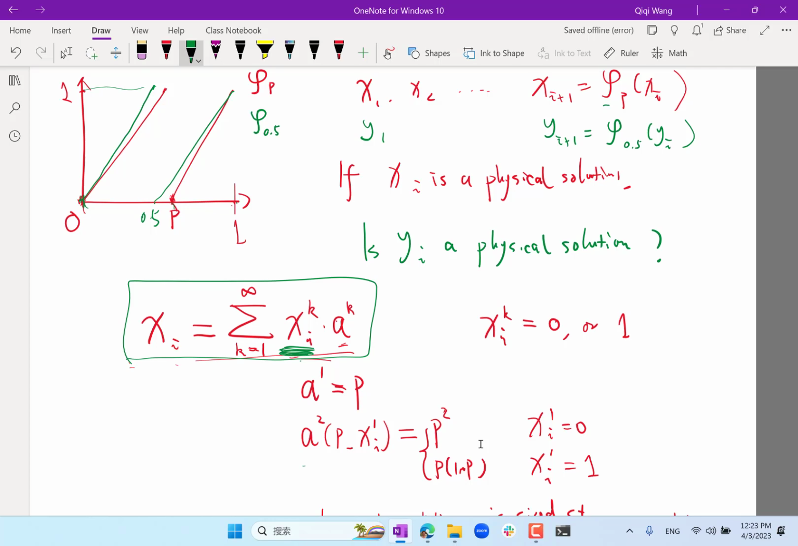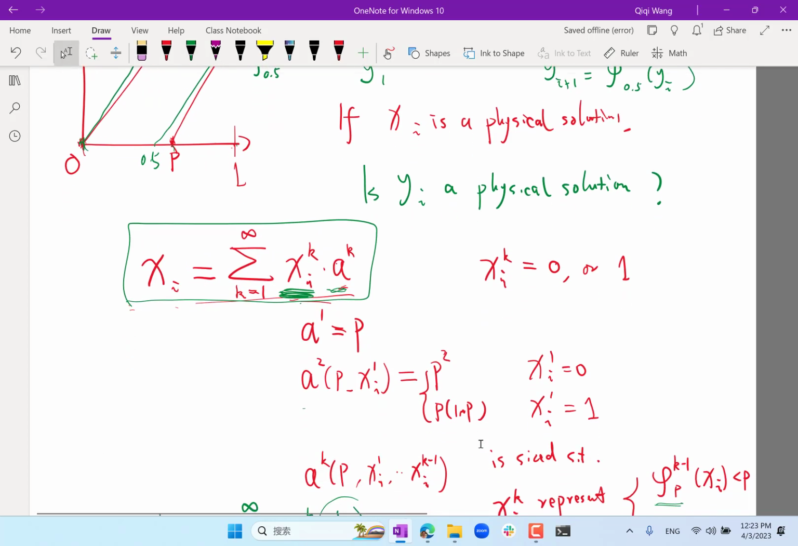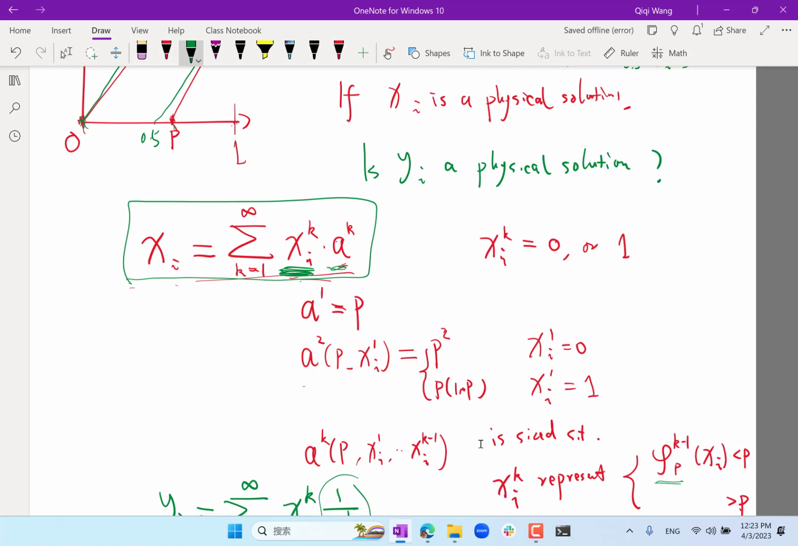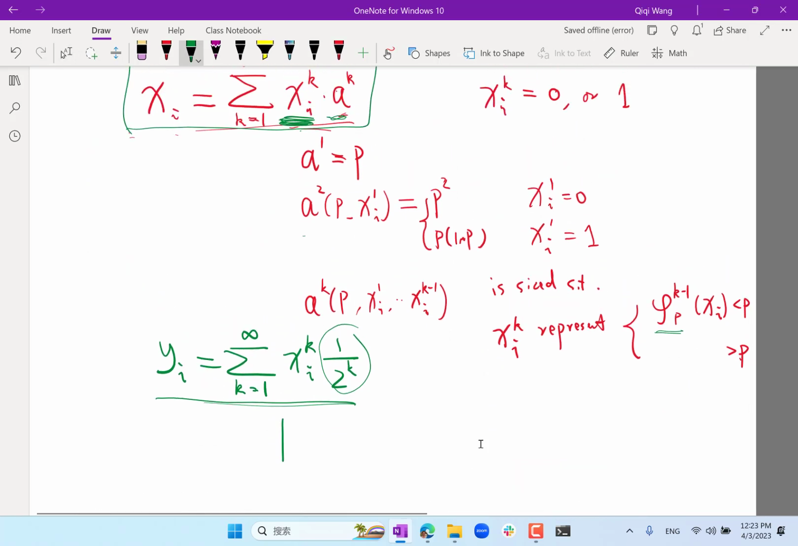Right, remember the AKs are exactly sized so that after k minus 1 iterations, would that number be less than p or greater than p? Right. So essentially, xik is after k minus 1 iterations. Is that number going to be in this region or this region? And we know that the probability that the number is in the left portion is exactly p, right? Because the distribution is uniform. So what that means is that the probability of xik equal to 0 is always going to be p, right? No matter what i and k is.